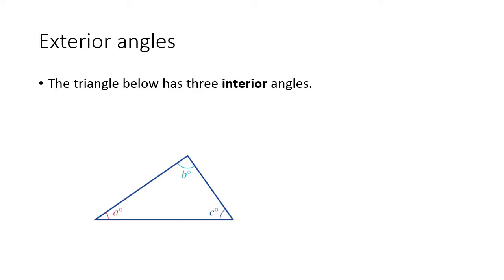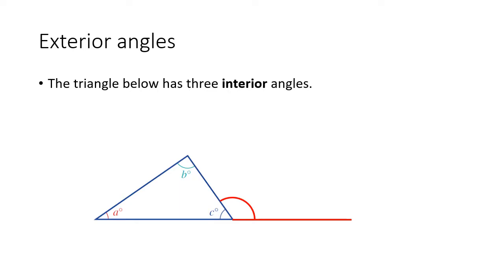To create exterior angles, all we need to do is choose any side of our triangle. I'm going to work with the base in this example, and then we extend that line out a little way. It doesn't need to be very far. Now, what you can see is I've now created a new angle. So I can highlight that there. And you can see that I've created an exterior angle to the angle C, which was the interior angle.